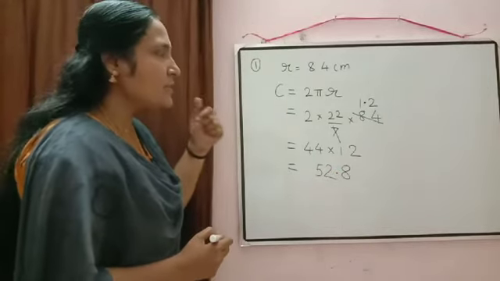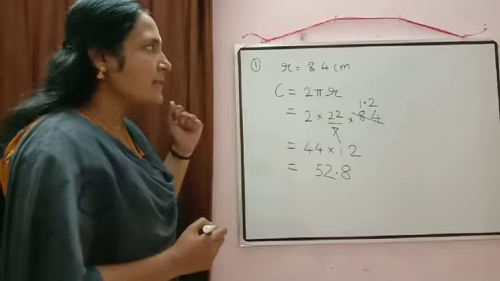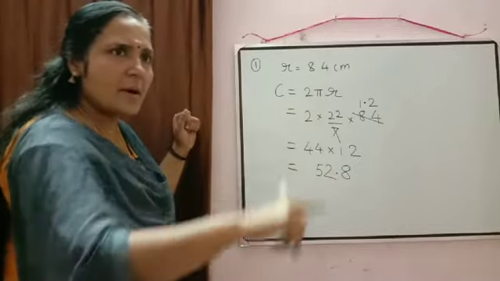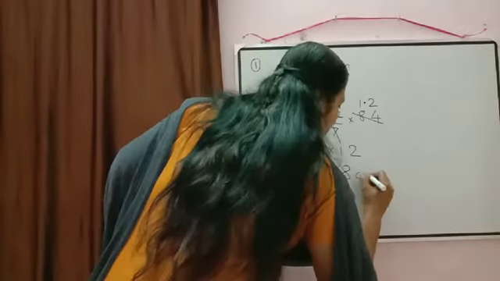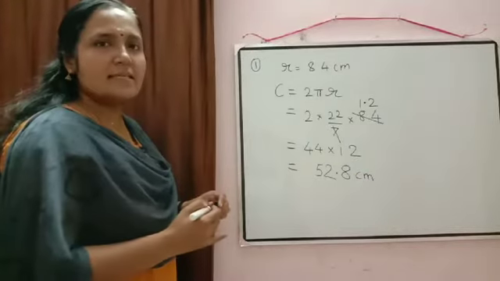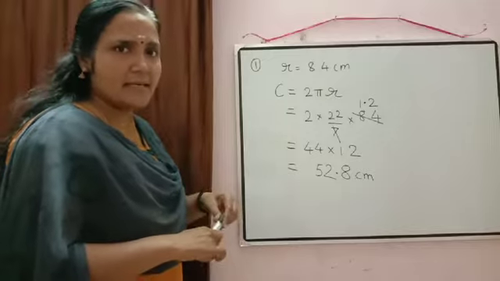Can you tell me what is the unit for circumference? Yes, it is the boundary only. We are calculating the boundary, so it will be centimeter only. So circumference is equal to 52.8 centimeter.